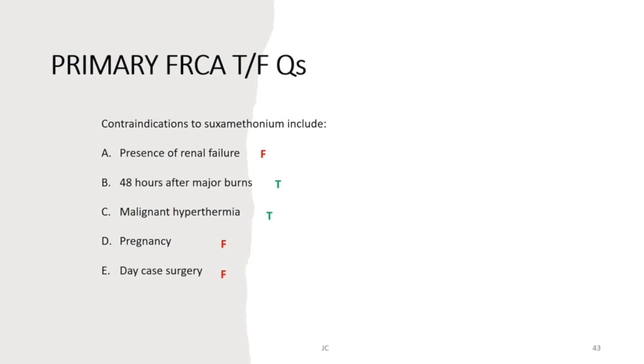And then just to wrap the last bit up then, I've got some more true-false questions if you guys want to speak up again. So contraindications to SUXAMETHONIUM include A, presence of renal failure, true, false? Come on, everyone. Unmute yourselves. False.